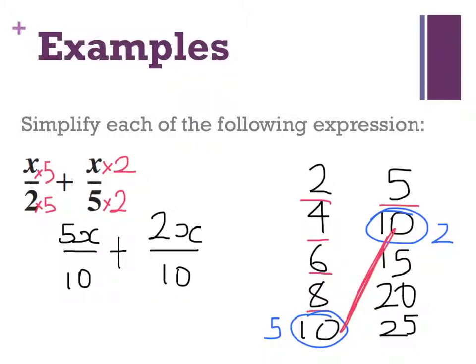Now I have a common denominator, so my count of my number of parts is the same. So it says 5x on 10 plus 2x on 10. That's super simple. That becomes 7x on 10. It's pretty straightforward, guys. It's not too tricky. Let's have a look at another example.